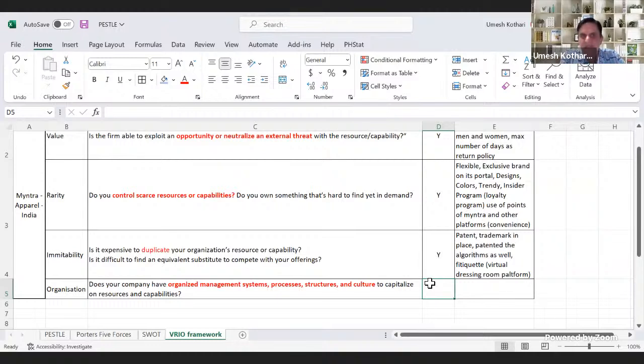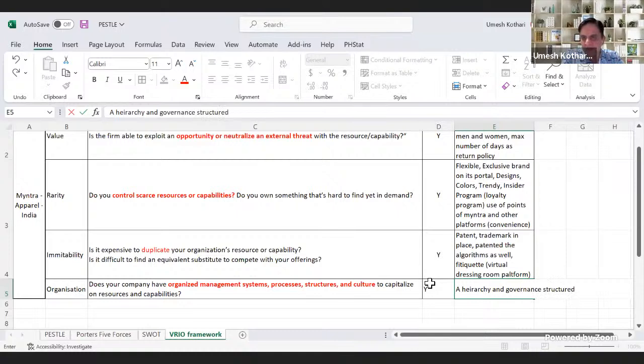Okay. Last question. Does your company have organized management systems, procedures, structure, and culture to capitalize on resources and capabilities? The answer is yes. A governance structure, a hierarchy, and governance structure in place. It has an organization structure that says who's who, etc. Just a few years ago, they replaced their CEO, who was quite young and dynamic, and he changed the way Myntra was perceived by the Indian audience.